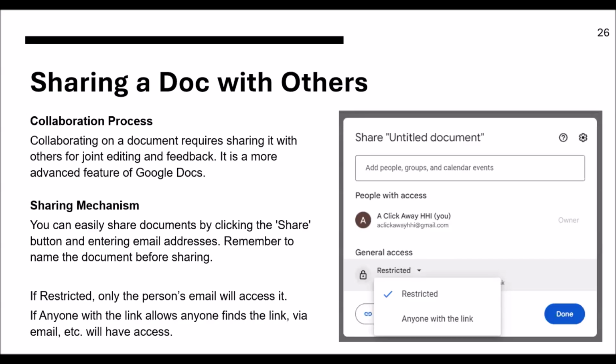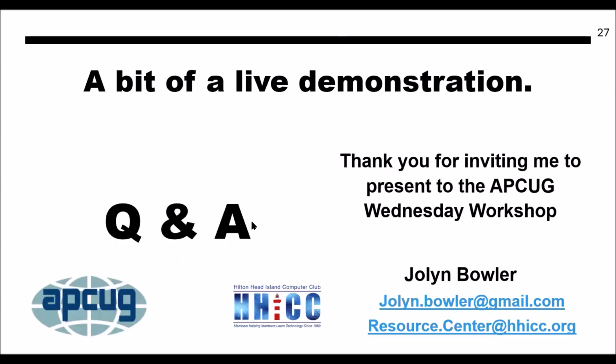And then there are 2 ways to share. You can share restricted, so only the people you enter, with that person's email, will have access. And then if it's set to anyone with the link, anyone who finds the link via email will have access. So you can share it with anybody or just with a small group, like the board of directors or a small group that you're working with. I don't do a lot of sharing, but I have, and it's pretty straightforward.